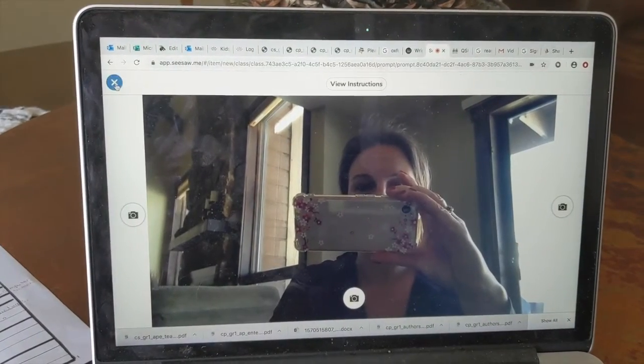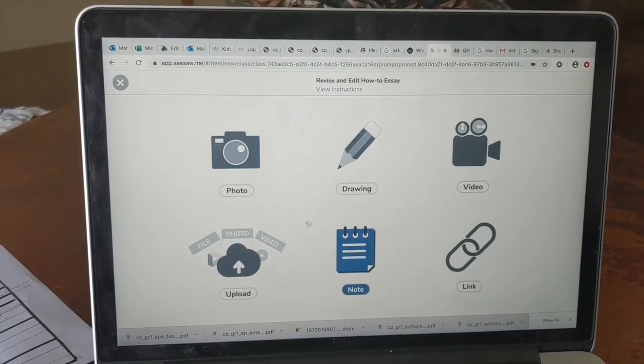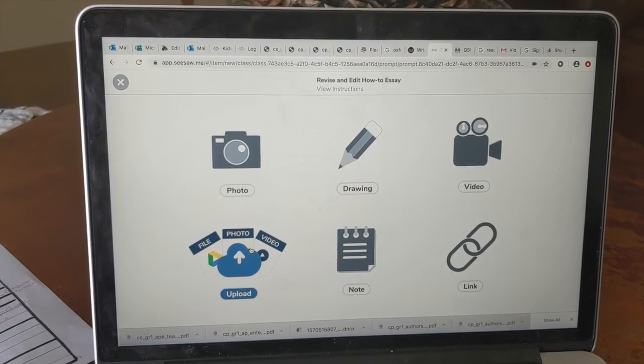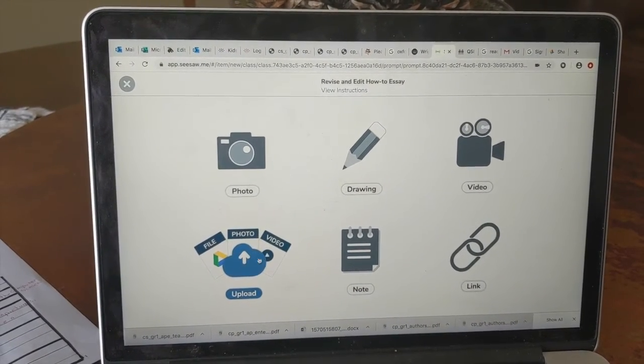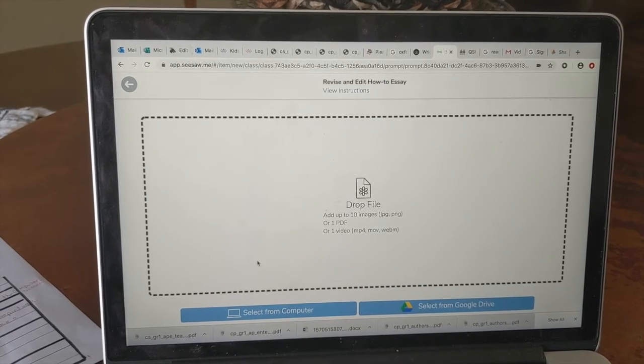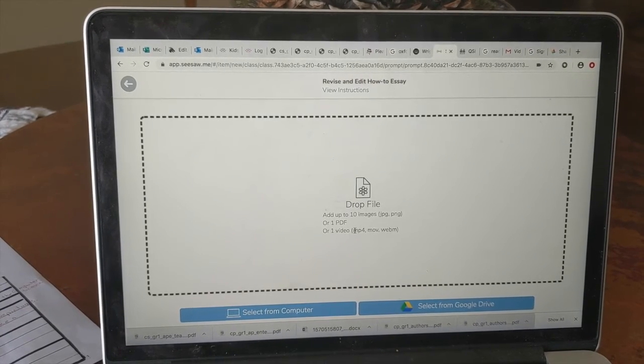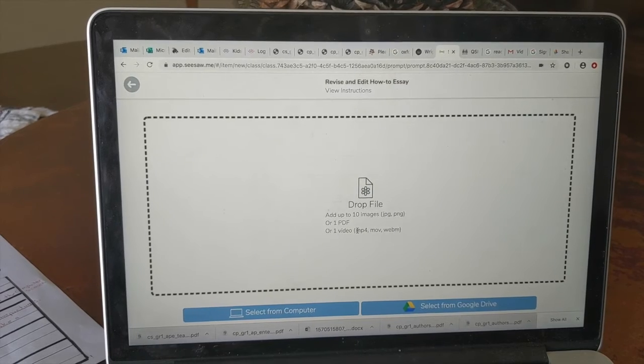Whoops, you're not going to do that. That's a picture of me. Take a picture of it, and then you can click this one that says Upload. And then you can put your picture of your edited draft there.